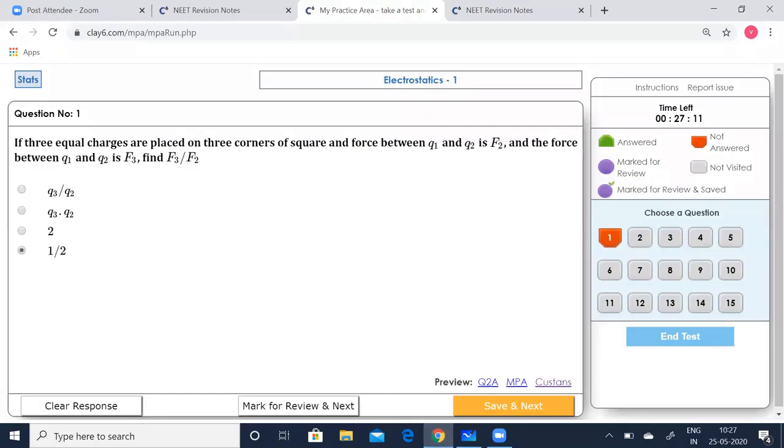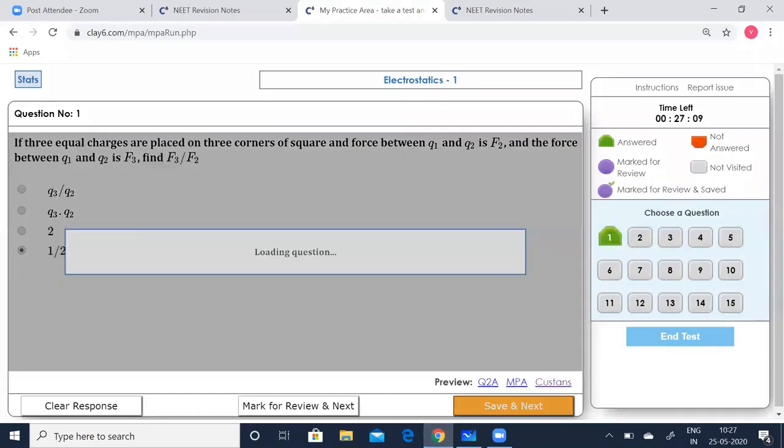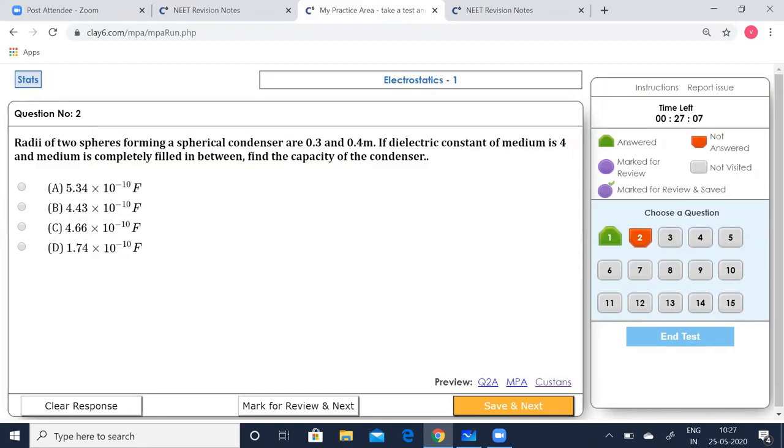1:2, D option is correct. Click that, go to the next. Radii of two spheres forming a spherical condenser are 0.3 and 0.4 meters. If the dielectric constant of the medium is 4 and the medium is completely filled in between, find the capacity of the condenser.